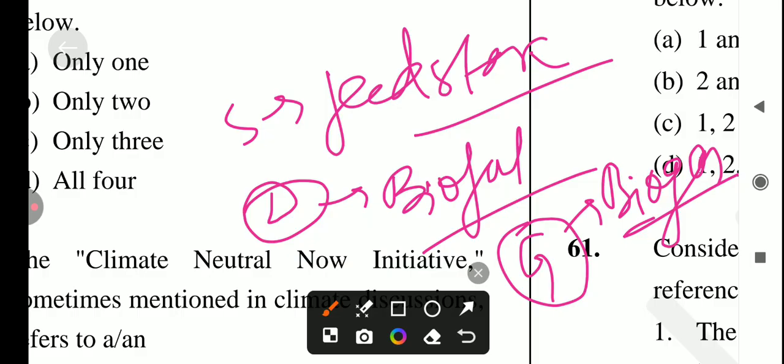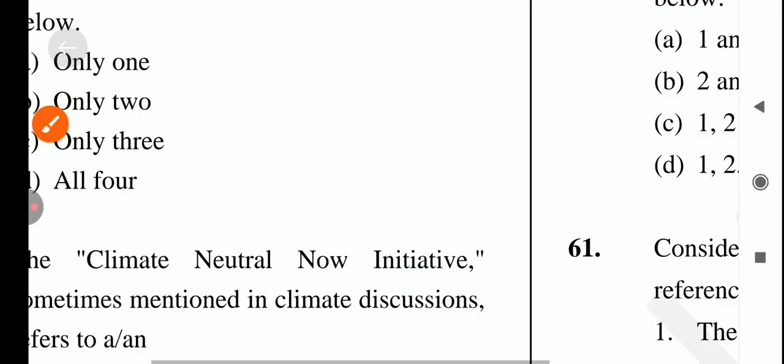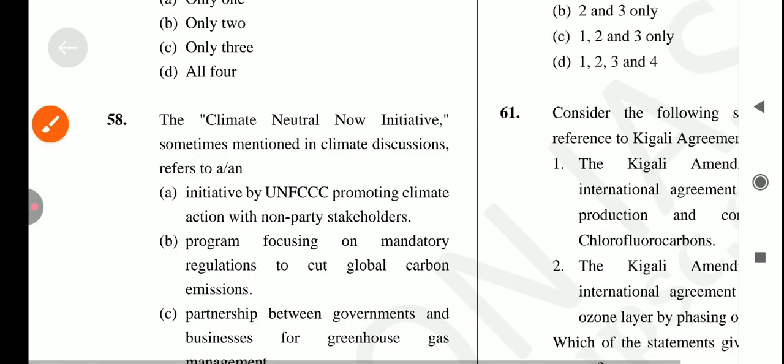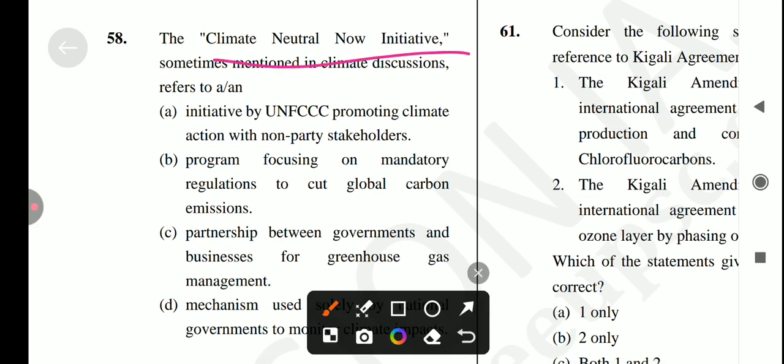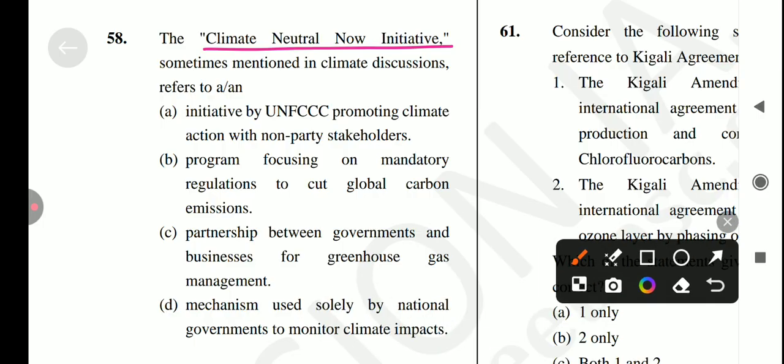Okay, so let's come to the next question, which is the Climate Neutral Now initiative. The Climate Neutral Now initiative, sometimes mentioned in climate discussions, refers to an initiative by UNFCCC promoting climate action with non-party stakeholders. Is it true? Yes, it's a correct statement. So the answer for this question is option A.